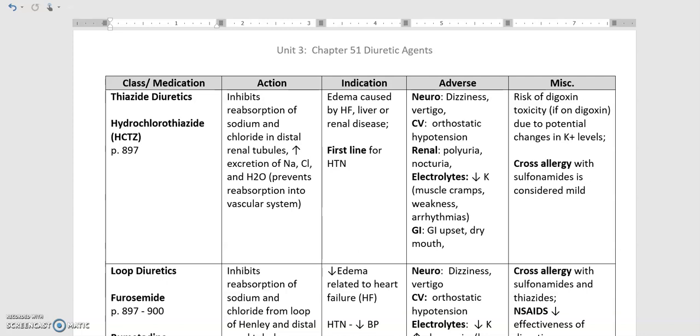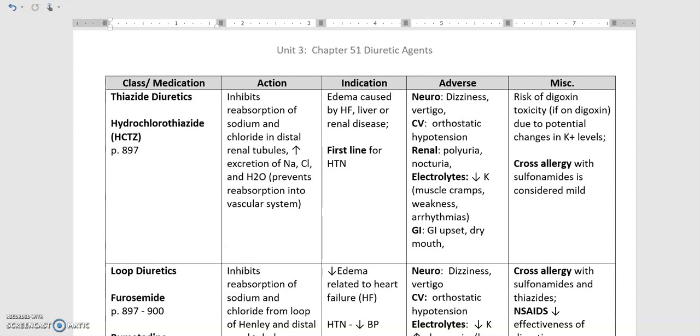First, let's talk about thiazide diuretics. Hydrochlorothiazide, or HCTZ, is one of the most commonly prescribed thiazide diuretics. These drugs inhibit reabsorption of sodium and chloride in the distal renal tubules, which increases the excretion of sodium, chloride, and water, and prevents reabsorption into the vascular system. Typically, patients with hypertension have a thiazide diuretic as one of their first medications prescribed. They may also be prescribed for patients with heart failure, liver, or renal disease.